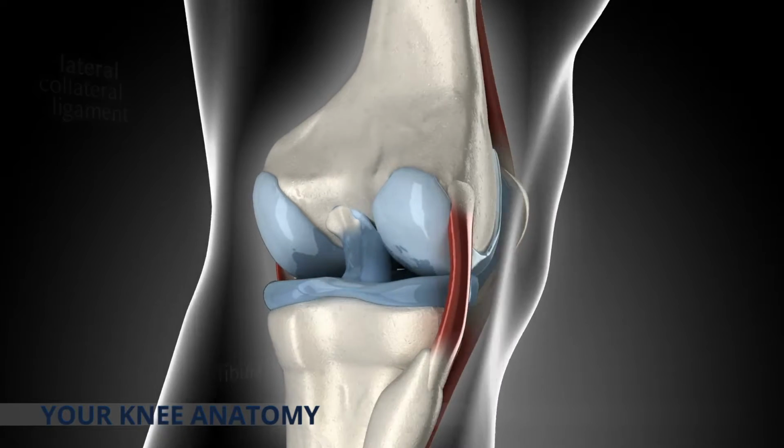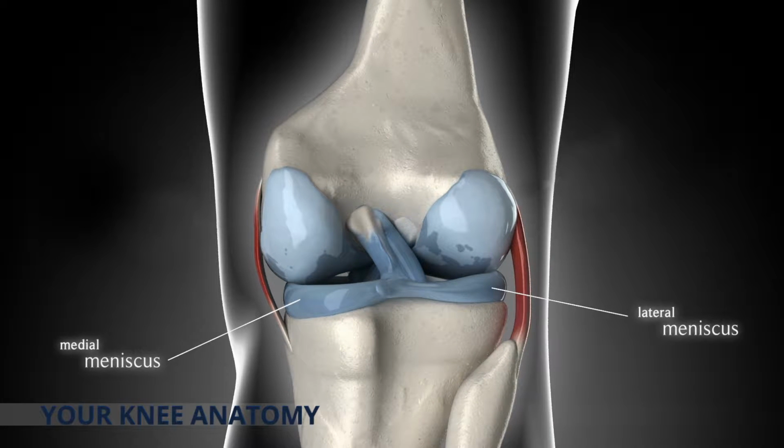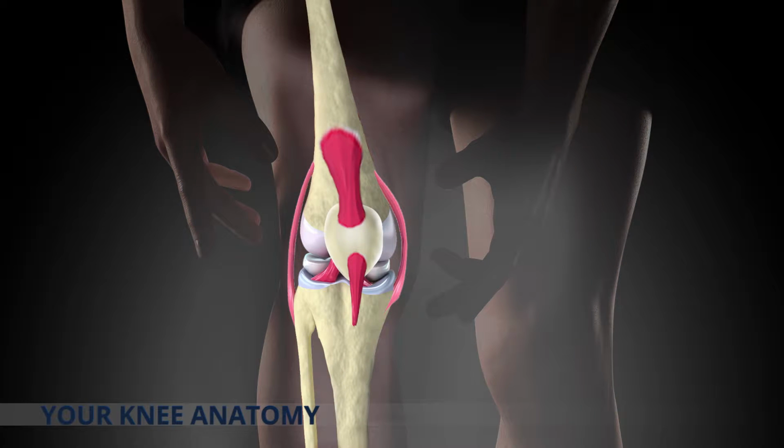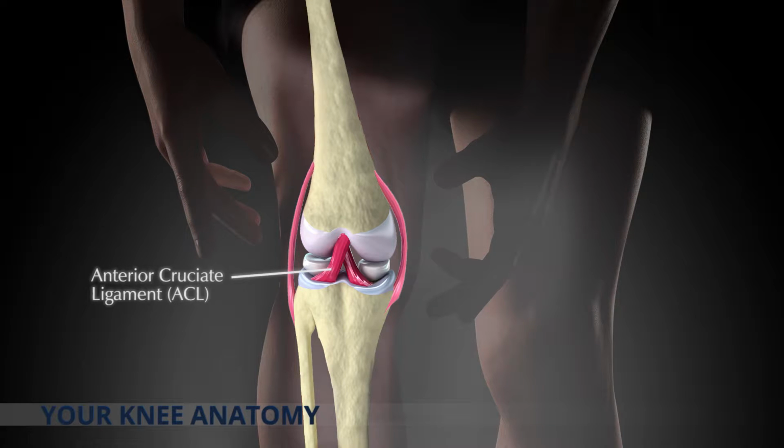On both sides of the knee, there are 2 strips of long, flexible cartilage called the menisci that act as shock absorbers and help minimize friction. The stability of your knee joint is governed by 4 ligaments, which secure the knee together. These are the medial collateral ligament, or MCL, the lateral collateral ligament, or LCL, providing side-to-side support. Then, the anterior cruciate ligament, or ACL, and the posterior cruciate ligament, PCL, providing front-to-rear support.